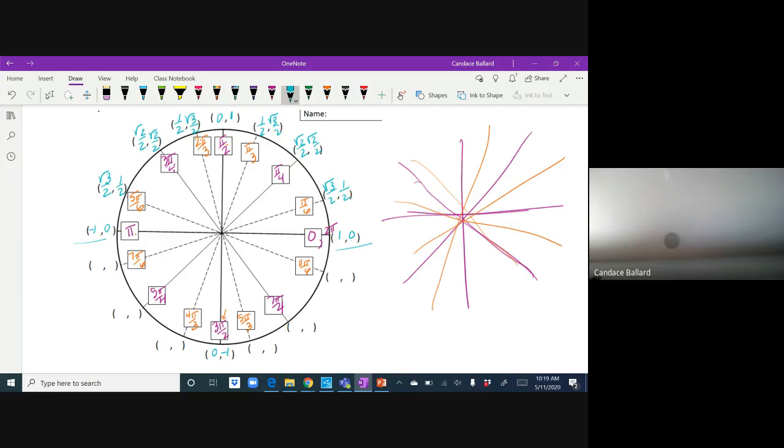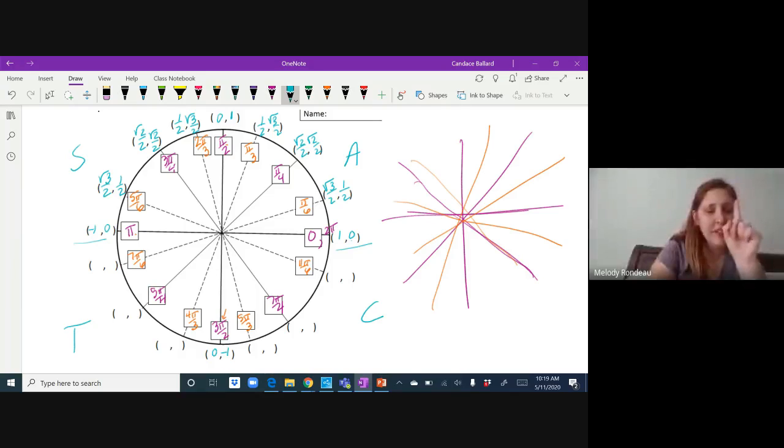Then, I remember how we learned All Students Take Calculus on Friday. That's right, all students, everybody takes calculus. So remember that the sine coordinate, or the cosecant coordinate, is going to be positive in quadrant 2. So the cosine, we know, is the x coordinate, and it's negative.